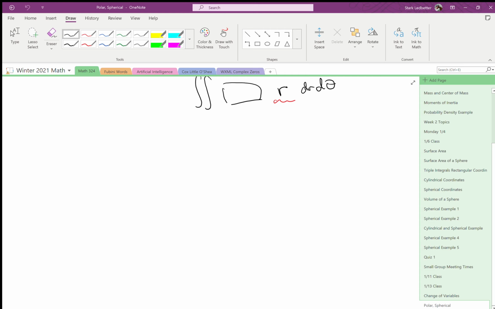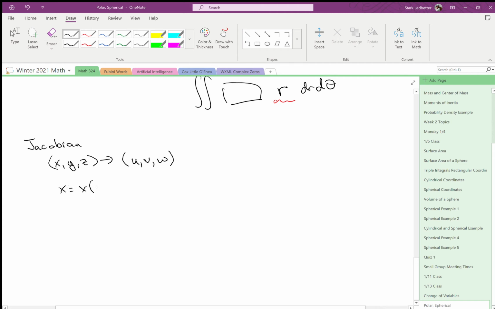All right, so now that we've finished change of variables in two dimensions, we can actually extend the concept of the Jacobian to three dimensions. So now we'll be converting from coordinates x, y, z to some coordinates u, v, w. And then we can write x as a function of u, v, and w, and y as a function of u, v, and w, and z is a function of u, v, and w.